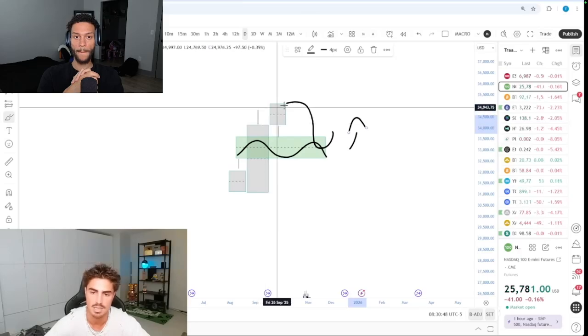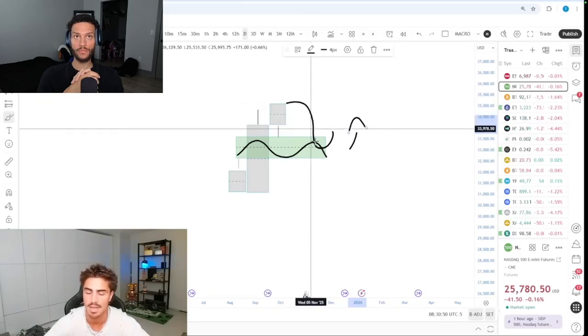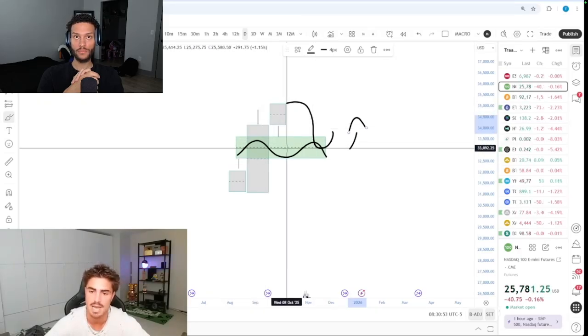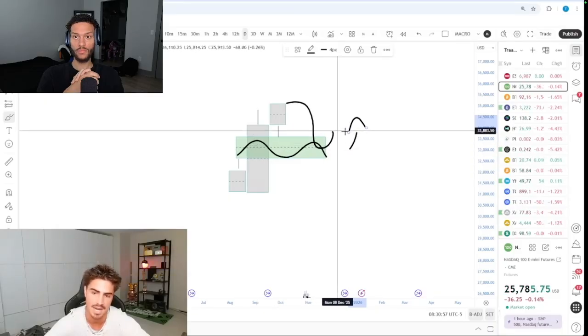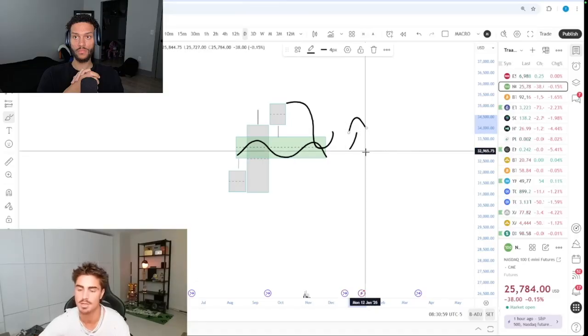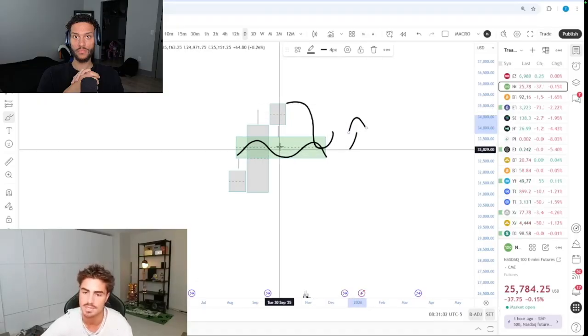Okay, how do we see continuation? Well, price is going to come down into this imbalance of price action where there's a lack of sell orders. And if we see buy orders pushing price up and out of that, we know that the trend is going to continue higher. Why? Because there's a lack of sell orders.